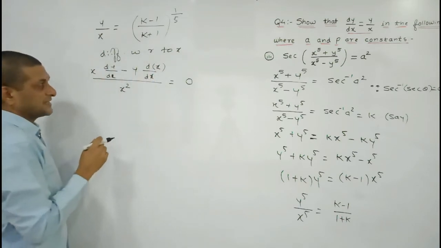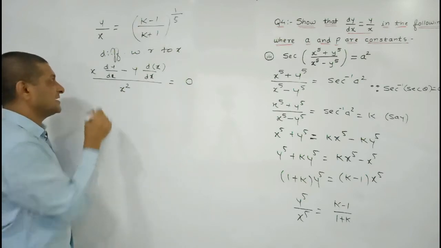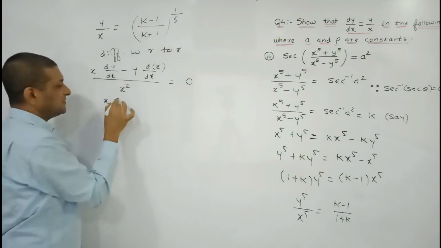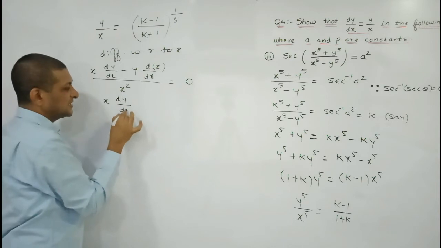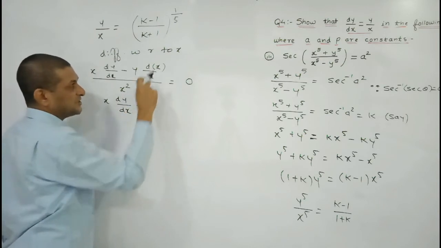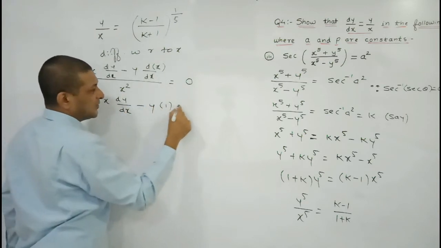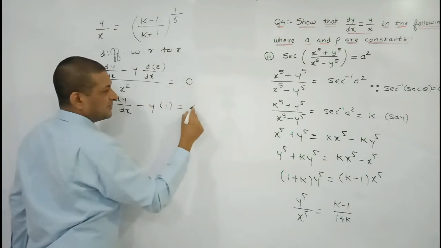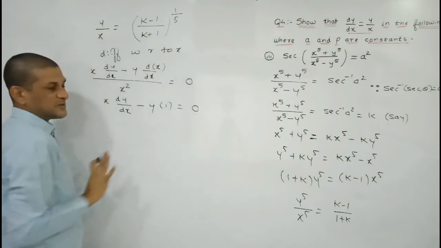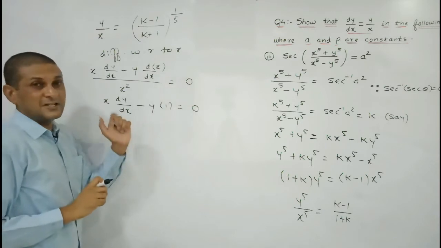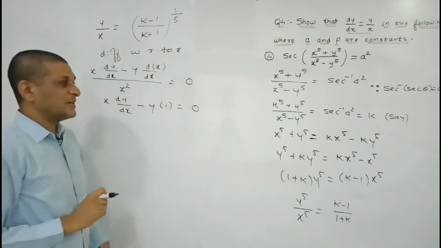dy by dx is equal to y by x. So x, keep it as it is, dy by dx also as it is, minus y as it is. What is the derivative of x? 1. And on this side x square into 0 will become 0. x square will get multiplied on the right-hand side, and what is the right-hand side? 0. So x square into 0 will be equal to 0.